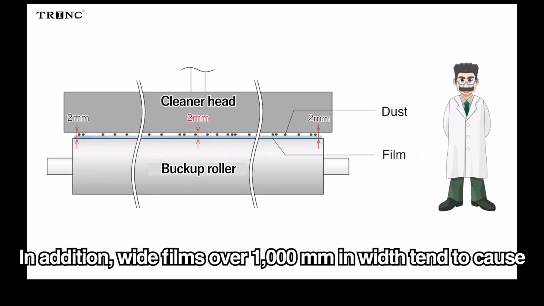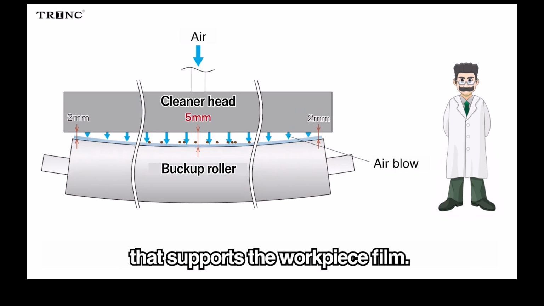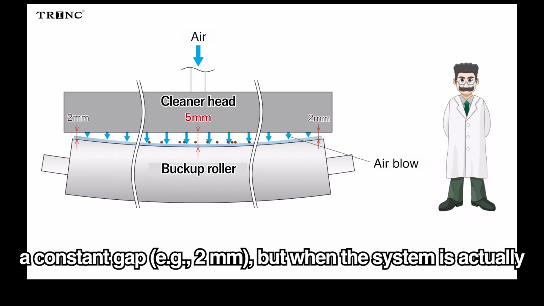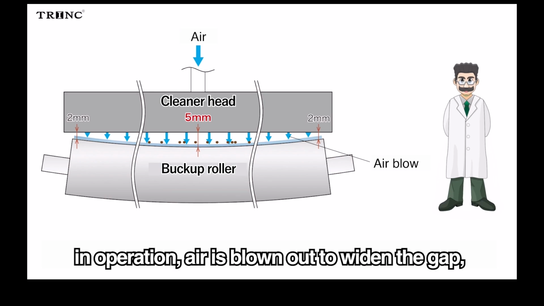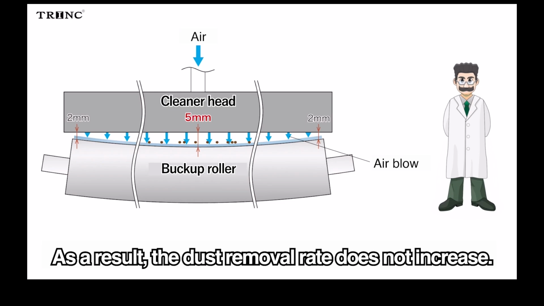In addition, wide films over 1,000 millimeters in width tend to cause deflection between the cleaning head and the backup roll that supports the workpiece film. Therefore, the gap between the two is adjusted to maintain a constant gap, e.g., 2 mm, but when the system is actually in operation, air is blown out to widen the gap, which makes gap adjustment a very difficult task. As a result, the dust removal rate does not increase.